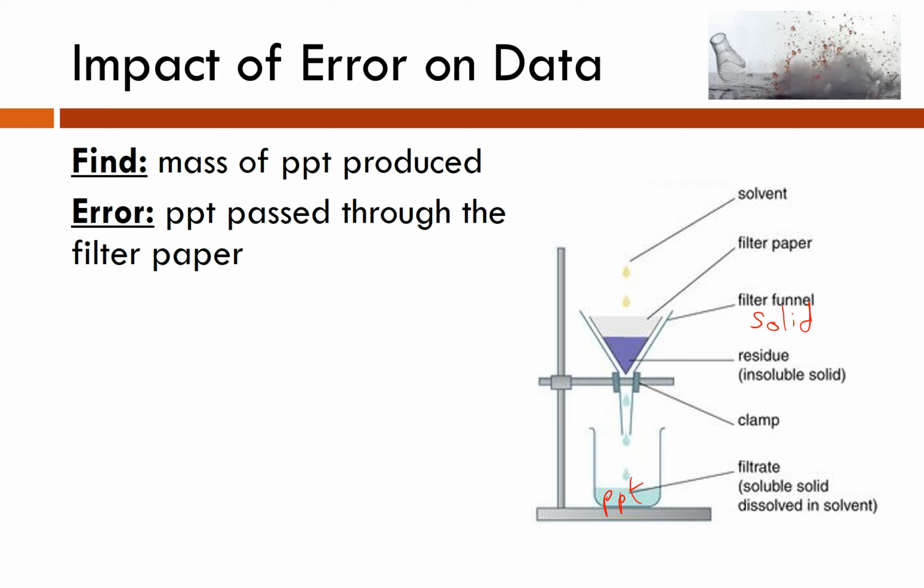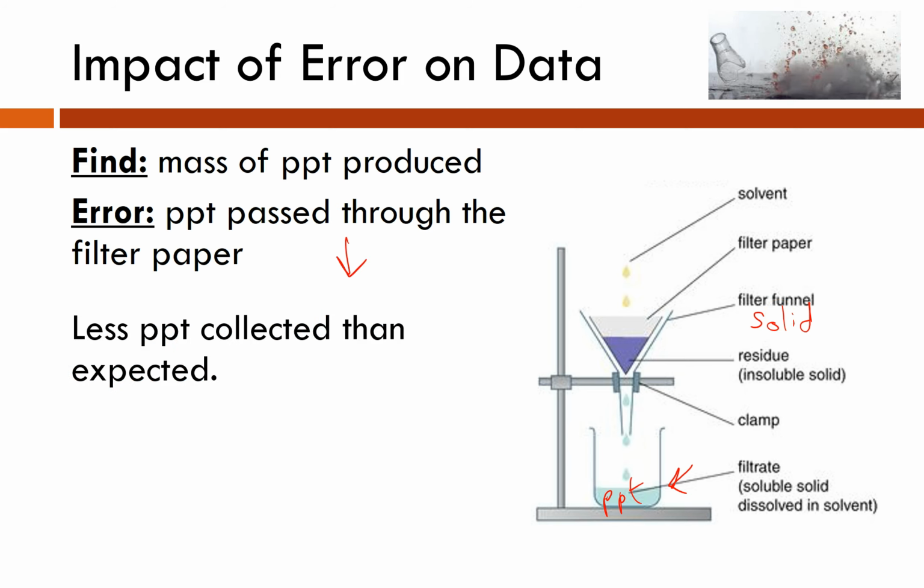So if you think about it, you're trying to find the mass of the precipitate produced, and some of the precipitate is now down here in the filtrate. It's safe to assume that the mass of the solid that you collected is going to be lower than it's supposed to be. You collected less precipitate than expected. So if you were supposed to end up with 5 grams and you've only managed to recover 4.5, hopefully you recognize that percent error is going to be negative.